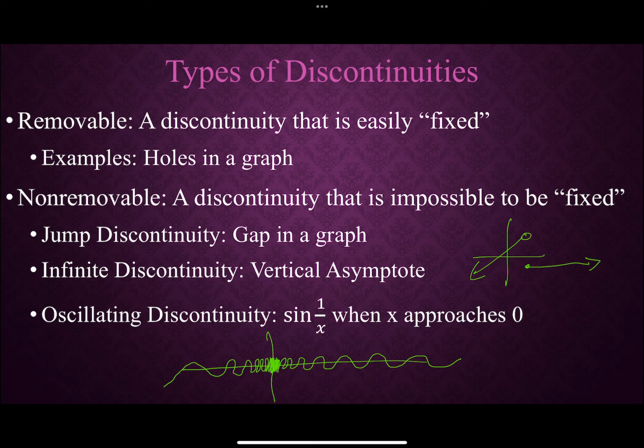Now, for the most part, we're not really going to deal with the oscillating discontinuity because, like I was saying earlier, we only really deal with the removable one and the jump and infinite, mainly because oscillating only occurs at those two special times. Sine of 1 over x, cosine of 1 over x, it's kind of impossible to occur anywhere else.